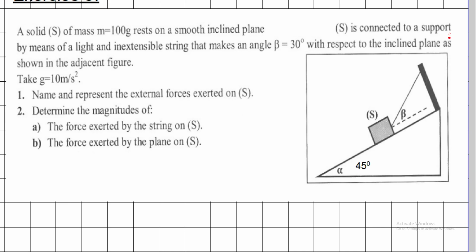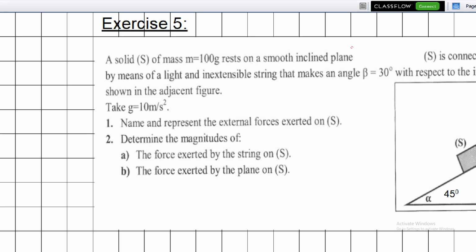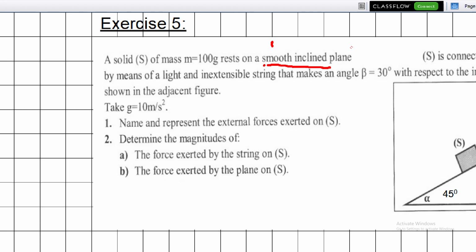Now they are telling me that it rests on a smooth inclined plane, and by this they mean that this plane is very smooth, such that the friction between S and this plane is neglected, so no friction. Okay, so in this case smooth means no friction.